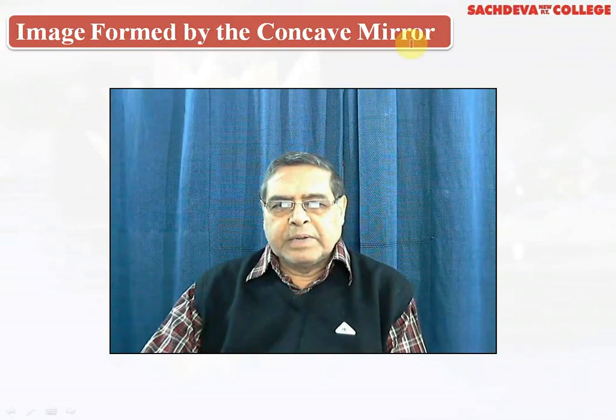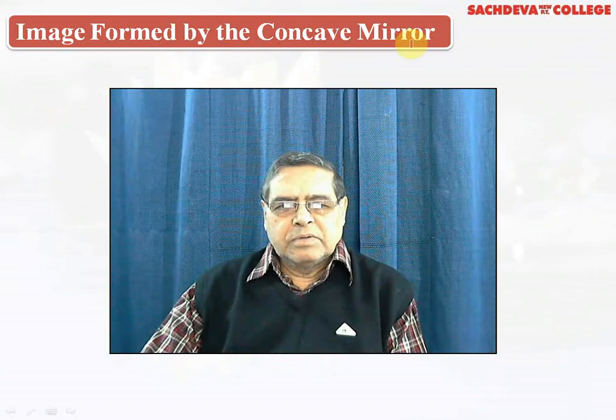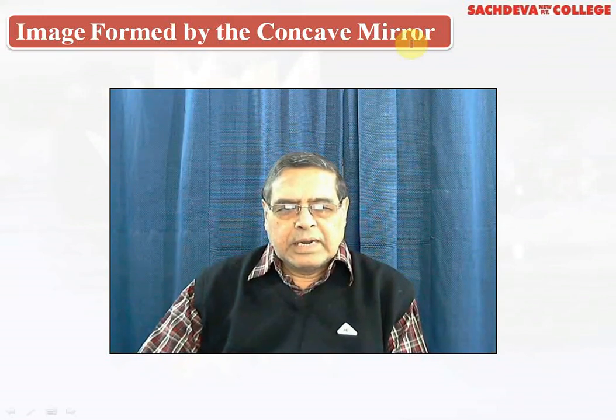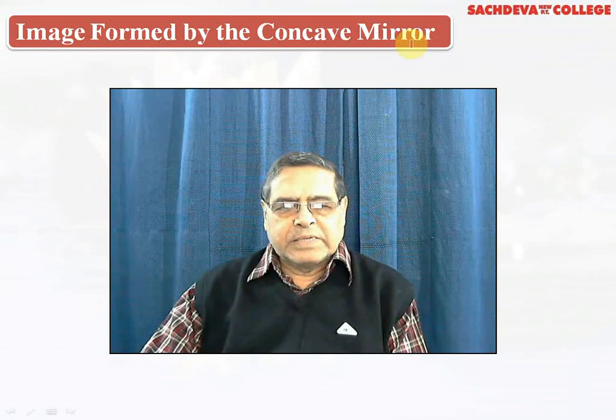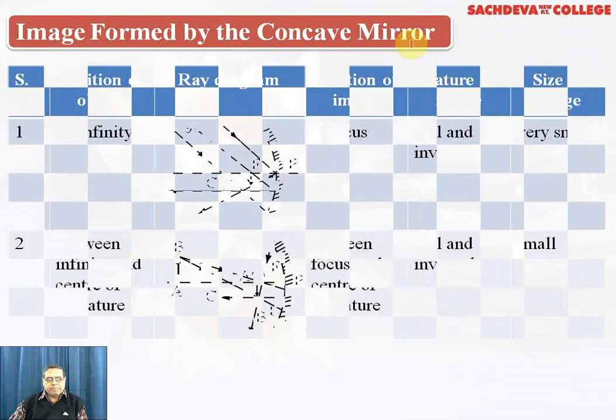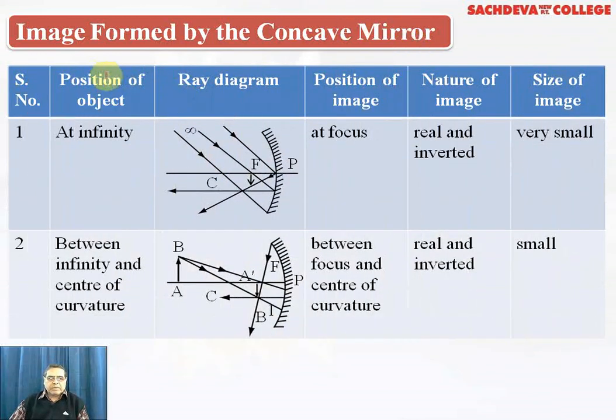One is striking the point of incidence and gets reflected passing through the focus. And the other ray is passing through the center of curvature. So now the image formations are shown in the following diagrams.